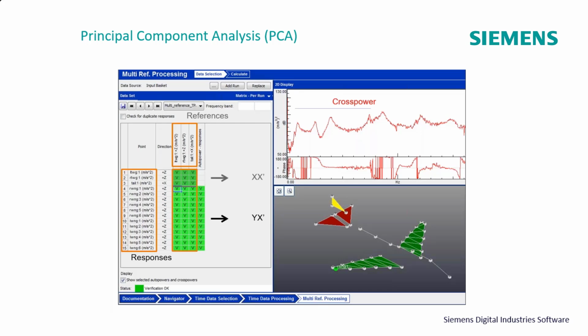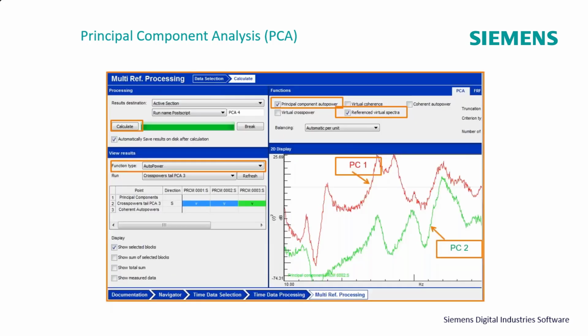And if you don't have the reference auto powers in every run, the status will be red. And you'll probably call me and I have to help you sort through your data. But that is a requirement. Then once we find the data selection, once we have all the cross powers and the reference auto power set up, then we go to calculate.